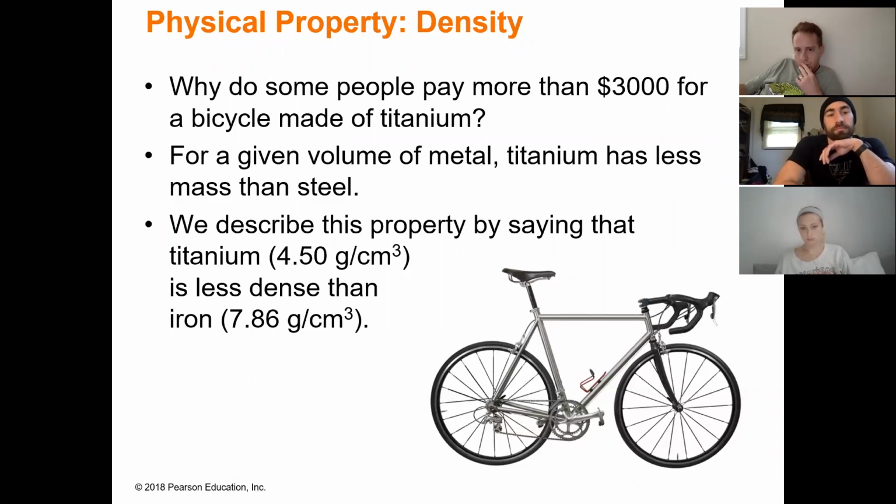So why do some people pay more than $3,000 for a bicycle made of titanium? I would say because they're crazy, but it has to do with density. Now, a lot of times what people will say is, oh, they're spending 10 grand for a bike because the bike is lighter. The bike is lighter, but is it like a teeny tiny little bicycle made for ants, right? That's a really light bicycle. That wouldn't be a very useful bicycle. So what you want is a bicycle that's the same size, it's human size, but it weighs less for that volume. So it has what's known as a lower density.